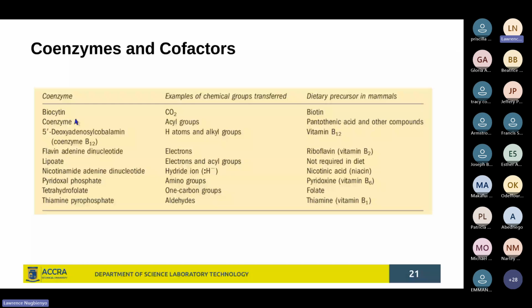Now you see that at the right hand side, at the end of the table, where you see dietary precursor mammals, that you can relate to much more than the left hand side.